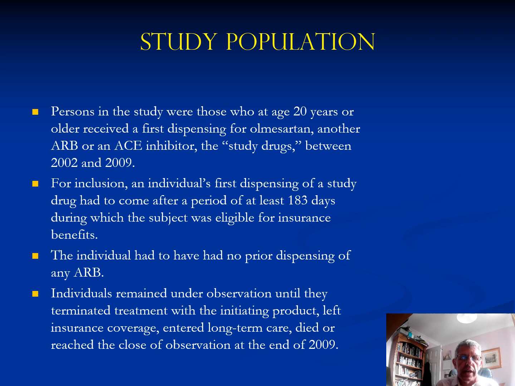We also have to understand the study population, who was included in the study and who was not. Persons in this study were those aged 20 years or older who received a first prescription of olmesartan, another ARB or an ACE inhibitor. These were the study drugs between 2002 and 2009. For inclusion, an individual's first dispensing of a study drug had to come after a period of at least 183 days, during which the subject was eligible for insurance. The individual had to have no prior dispensing of any ARB.